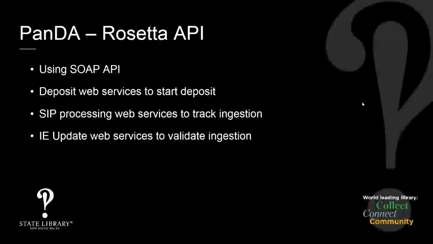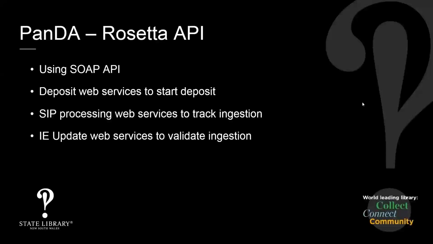It uses the Rosetta APIs as well, SOAP APIs. It uses a deposit web service to actually kick off the deposit into Rosetta. Then we use SIP processing web services to track the ingestion. So you don't have to go into Rosetta from within the Panda interface. You can track the ingestion all the way through into Rosetta and track it going through Rosetta.